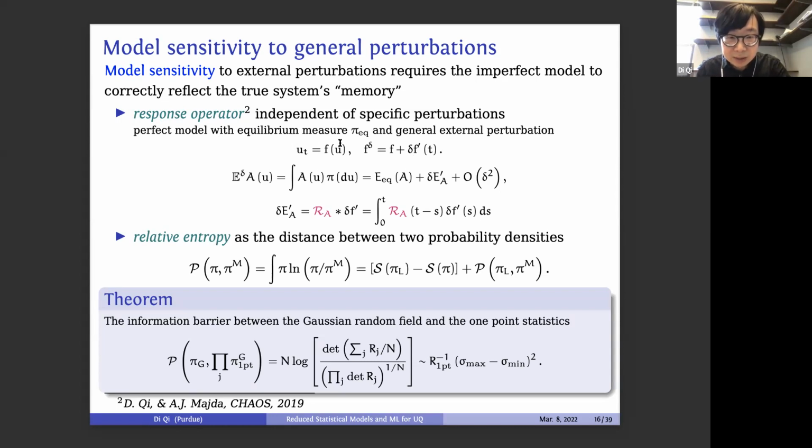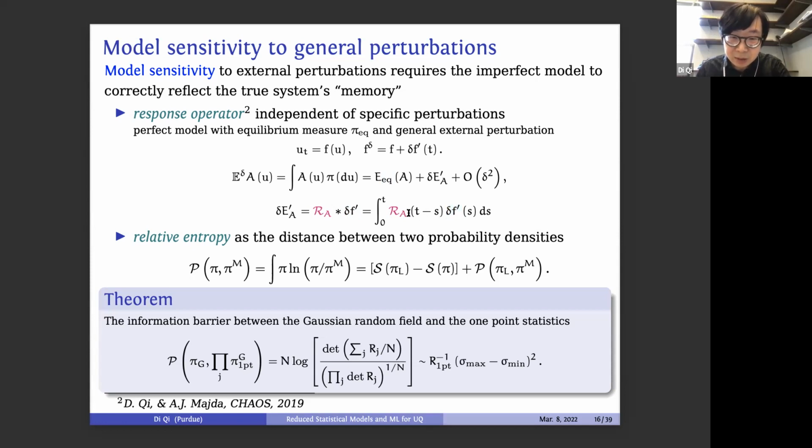So when we consider a dynamical system with a perturbation on the right-hand side, what response theory tells us is that the expectation of any functional can be expanded, at first, as the expectation according to the equilibrium measure, and then a leading order term. The leading order term can be written as a convolution of the so-called linear response operator and the specific forcing term. The advantage of this linear response operator is that it is only related to the unperturbed equilibrium measure and independent of the specific forcing perturbation forms.